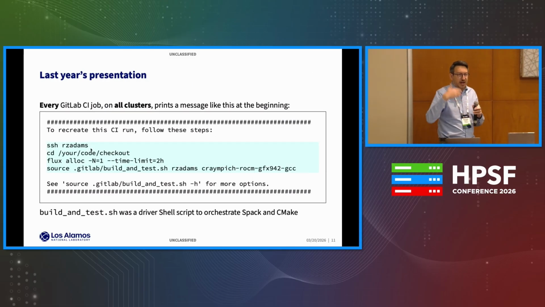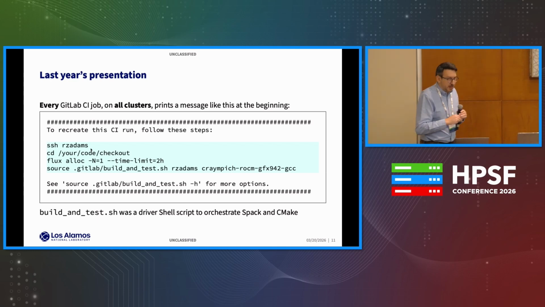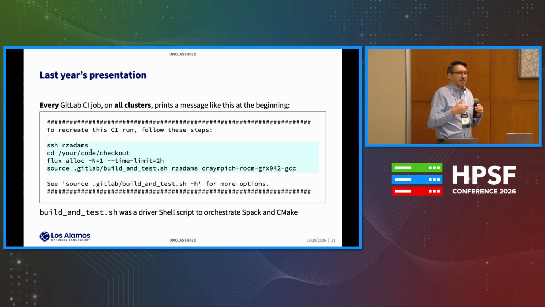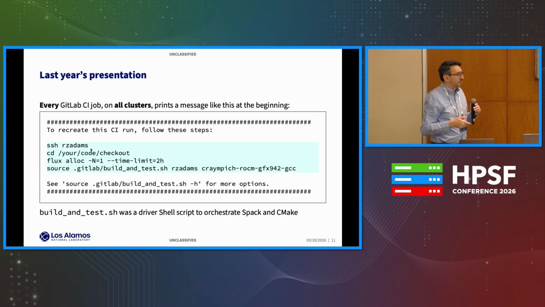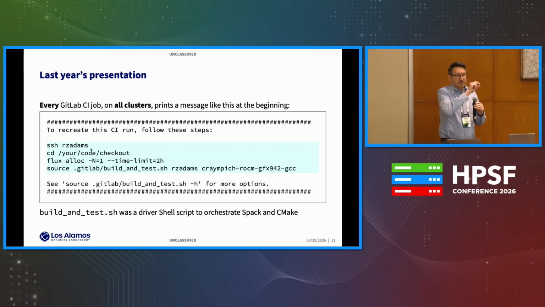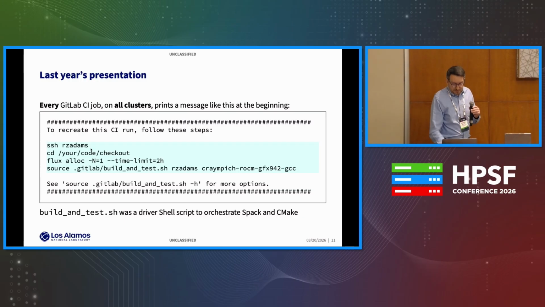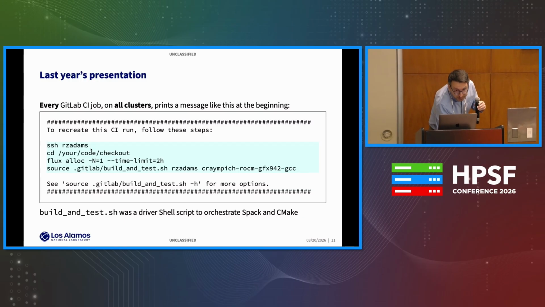And so last year, I was presenting how you can unify this with a little bit of shell scripting. You have a driver script that drives your workflow using Spack. And in the end, every single GitLab job has this little message which says, get the code, here's the line to get the same allocation as the CI job, and then this one line to run the script to launch it.